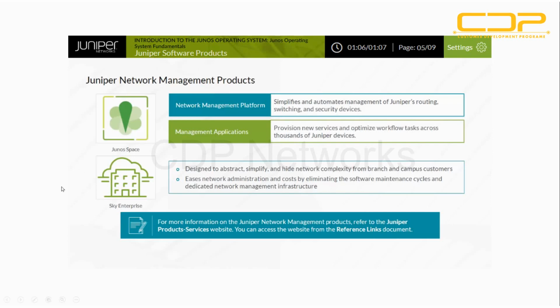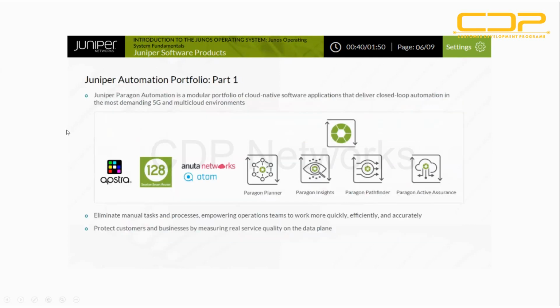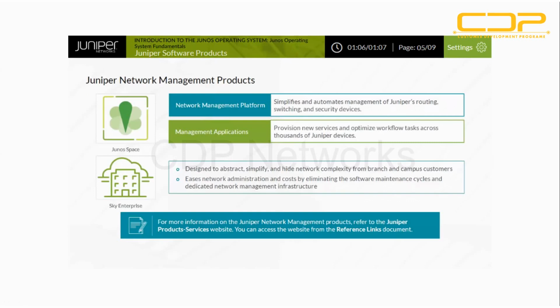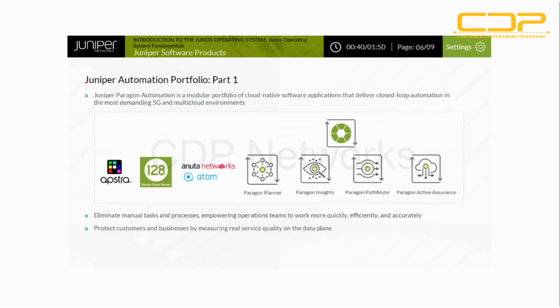Okay, and another one is the Sky Enterprise. Sky Enterprise is designed to abstract, simplify, and hide network complexity from branch and campus network customers as network administrator and costly, eliminating the software maintenance cycle and dedicated network management infrastructure. Basically, Junos Space is very popular in the Juniper operating system to maintain your Juniper devices in a single window.